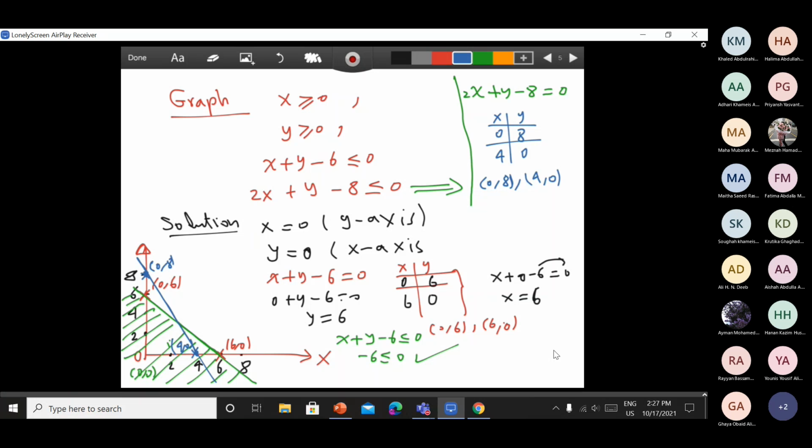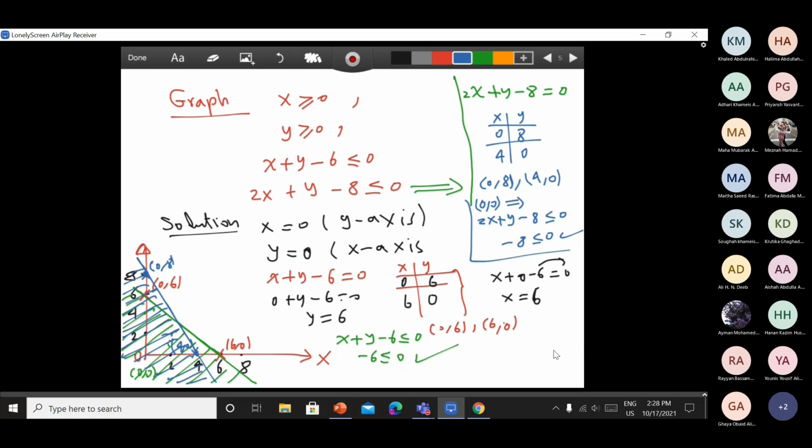Now I would like to check, shall I take the area down the line or above the line? Okay, let's check with 0 and 0, which is the easy one to check with. If I have 0 and 0, it gives me 2x plus y minus 8 less than or equal to 0. If I check 0 and 0, minus 8 is less than or equal to 0, yes, it is okay. So I'll take the area including 0 and 0.